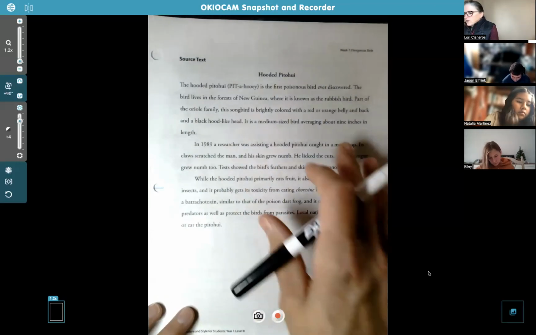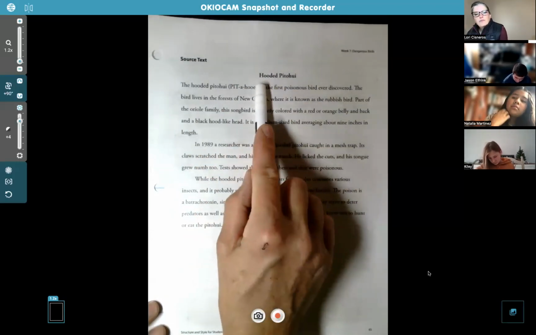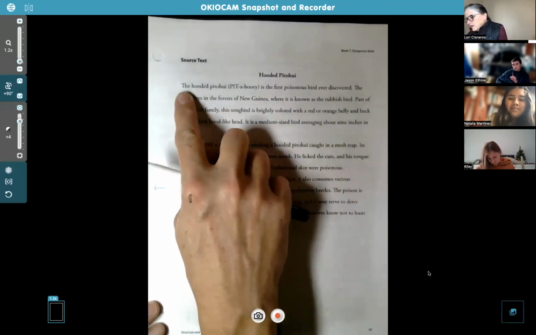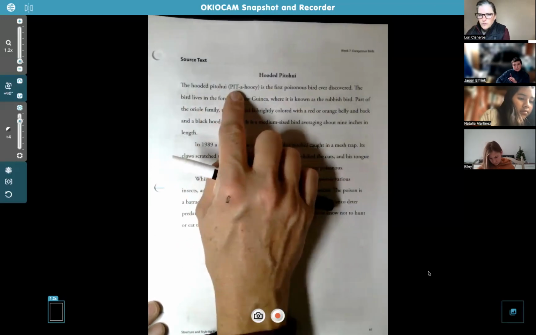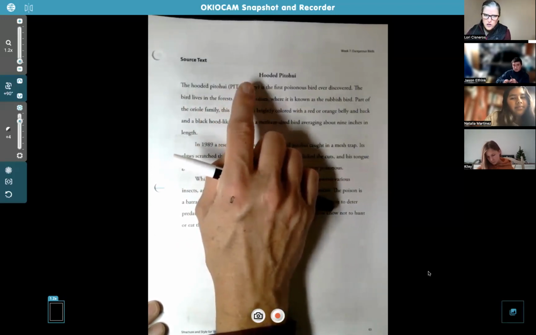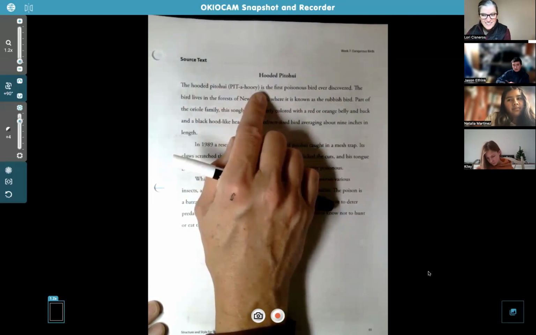Okay. So this is called the hooded pitahui. It's weird. It's a name of a bird. It says here the hooded pitahui. And the reason I know how to pronounce it is because it tells you right here, pitahui. There you go.